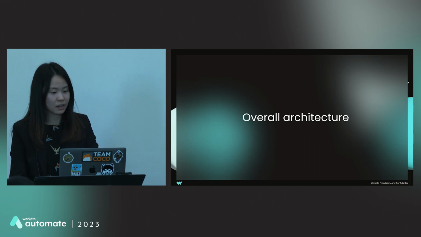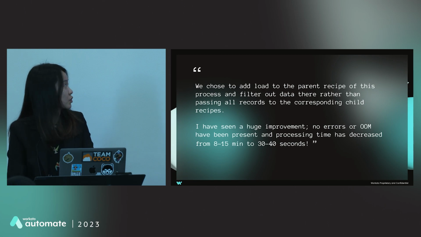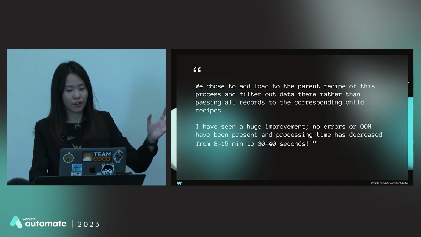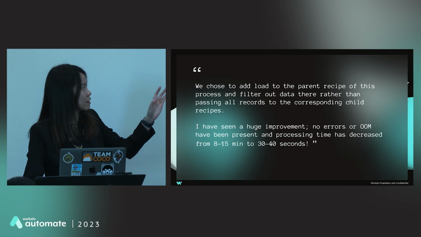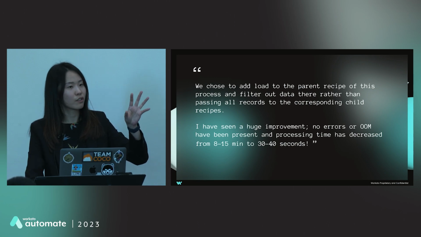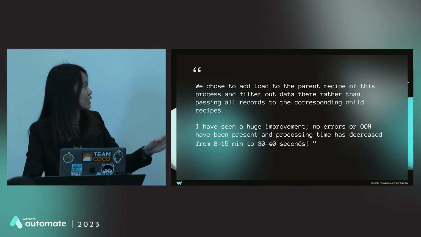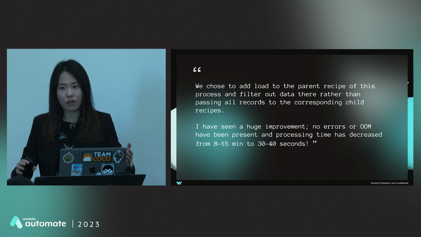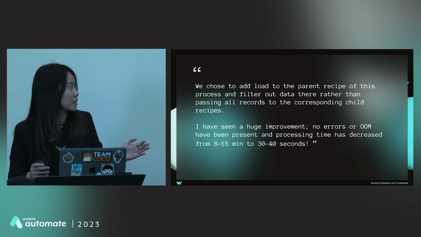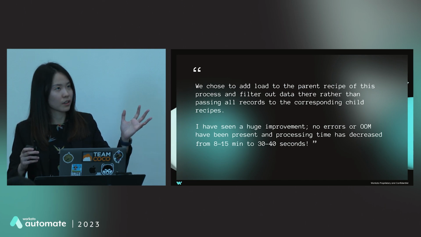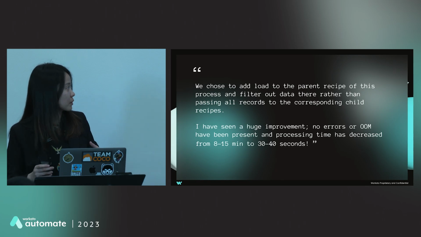So lastly, overall architecture. I talked to a customer recently. If you have a lot of functions, reduce the load right at the top. Filter the data out at the primary recipe rather than passing all the records downstream. And that's going to be huge improvements in terms of processing time. So it's important to look at overall recipe architecture and your recipes overall to cut down on the number of steps that are processed downstream.